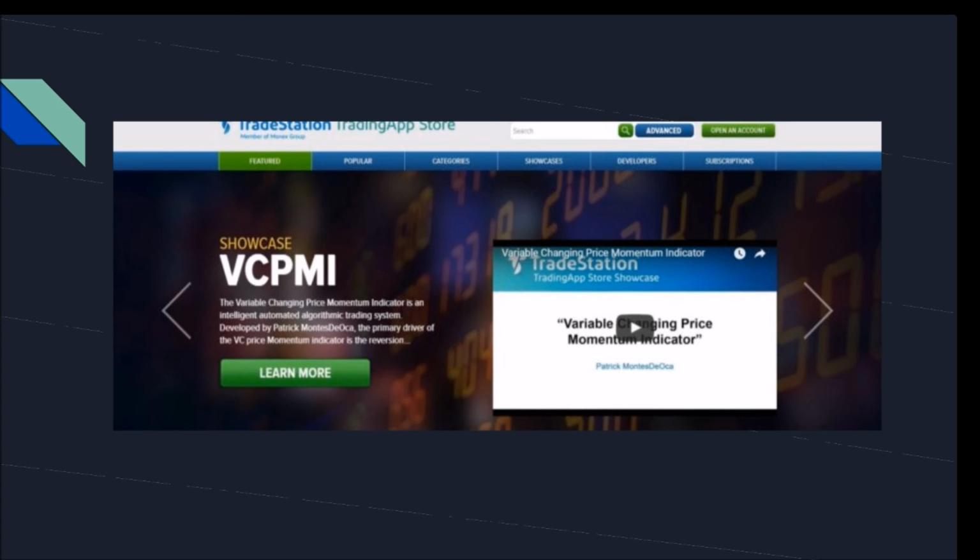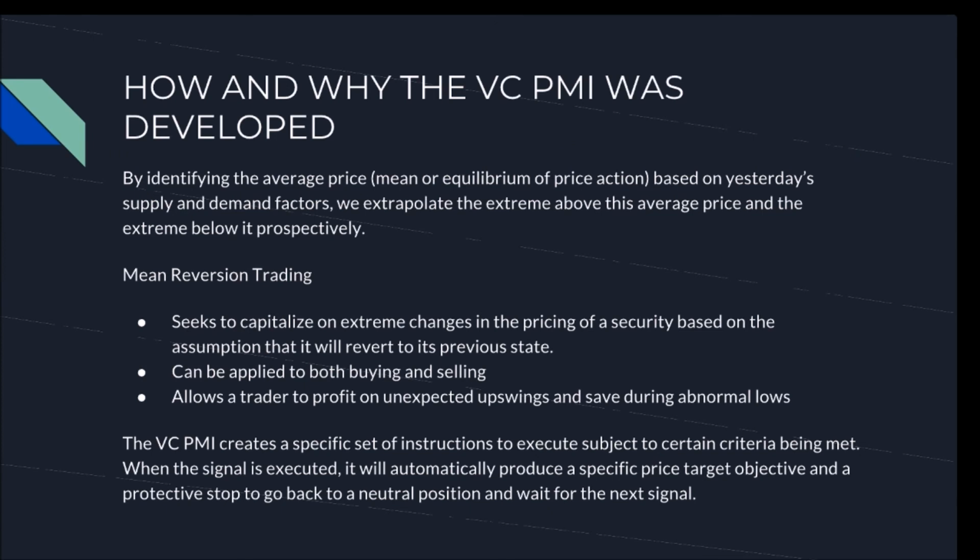Mean reversion trading seeks to capitalize on extreme changes in the pricing of a security based on the assumption that it will revert to its previous state. It can be applied to both buying and selling, and allows a trader to profit on unexpected swings and save during abnormal lows.